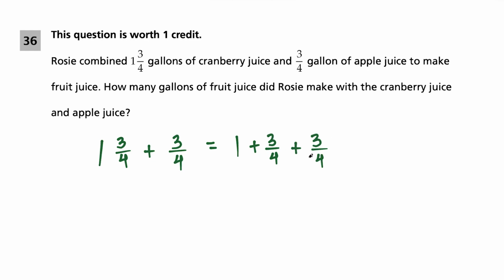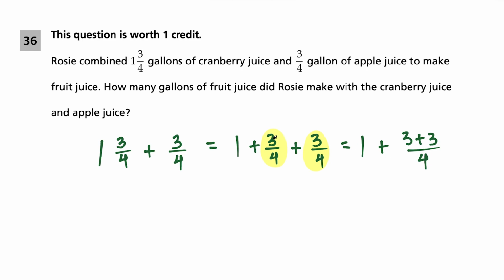So this is one option. Another option is to turn the mixed number into an improper fraction. But for a question like this, I would prefer to do it this way. So now I'm going to leave 1 alone, and first I'm going to add 3/4 plus 3/4. Notice that these two fractions have the same denominator, so I can combine them by just adding their numerators. I'm going to have 3 plus 3 over 4.